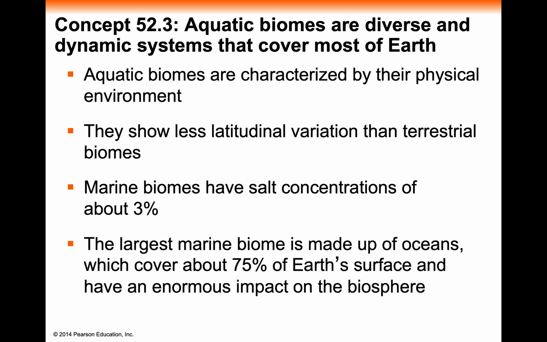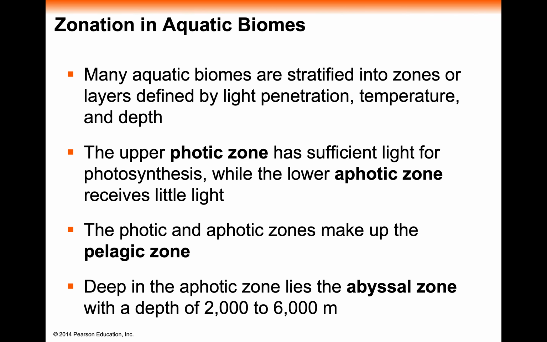The largest marine biome is made up of the oceans, which cover about 75% of the Earth's surface and have an enormous impact on the biosphere. So, important things here: photic zone and aphotic zone, that determines the amount of photosynthesizers. So, photic zone is your top 200 meters of the ocean. That's how deep sunlight can penetrate into the ocean.